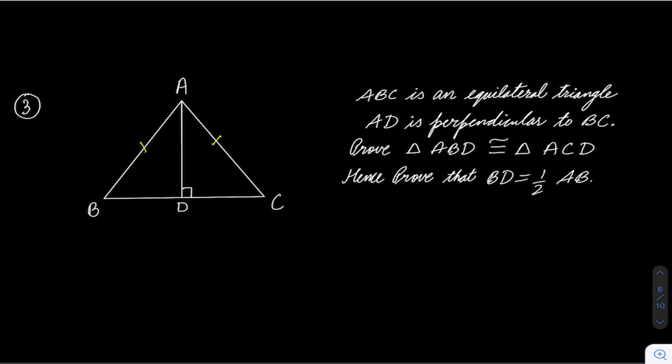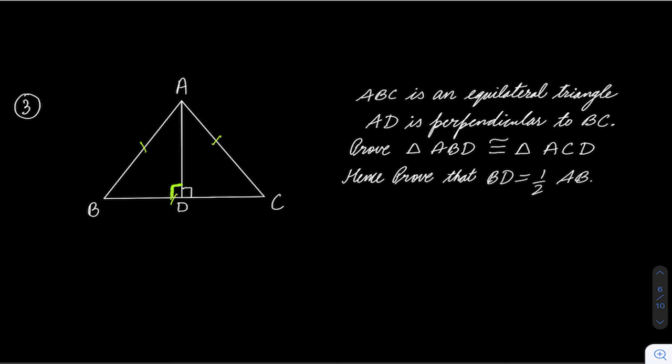All these sides are equal. And what else? AD is perpendicular, so this angle is 90 and this angle is 90. So I can say that triangle ABD is a right angle triangle. Triangle ACD is also a right angle triangle. Whenever I see a right angle triangle, I first go for RHS. If it's not possible, then I look for something else.